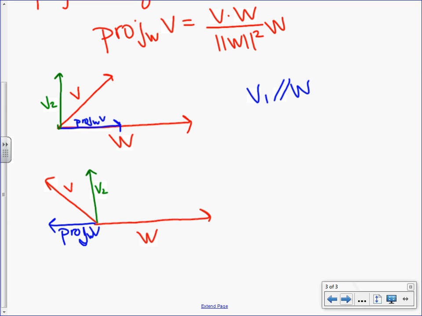Those are going to be the components. So if I take V1 and V2, they add together to be V. If I move V2 right here, you can do tail to head addition, right? This vector plus this vector, we connect them, and there's our sum. So if they add together to V, then we can say that V2 is V minus V1. That's our perpendicular vector. And so V2 is perpendicular to W.